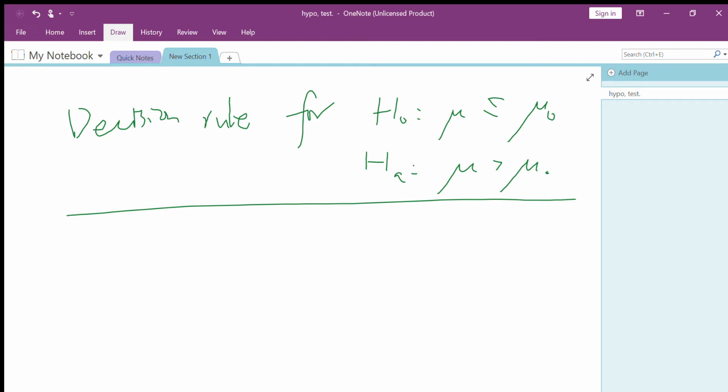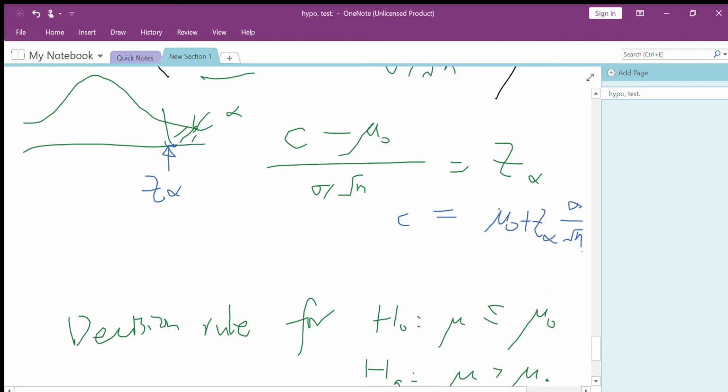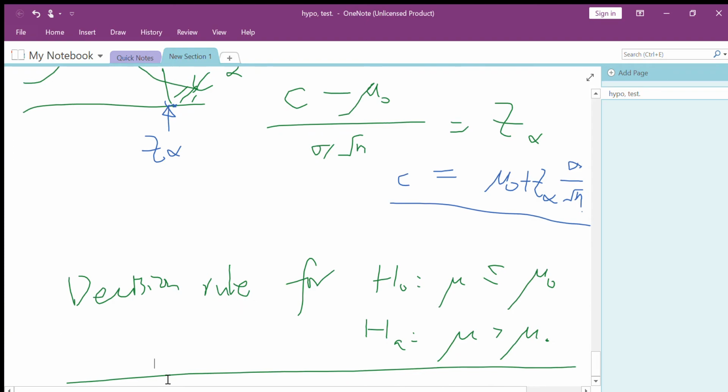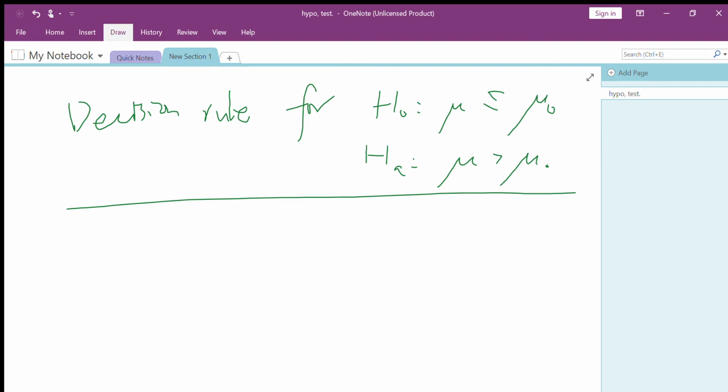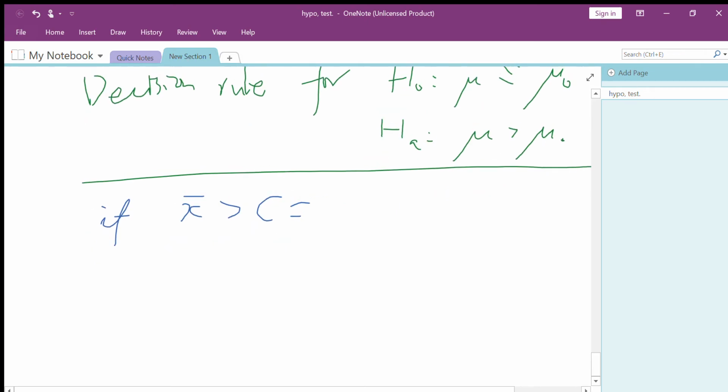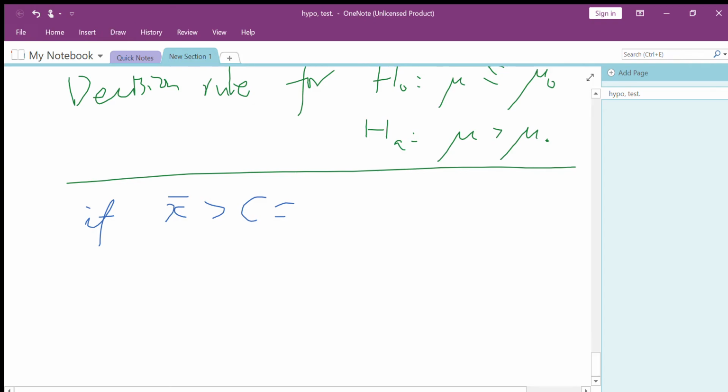Now we get C. C is what? C is like this. So we write the decision rule. If x bar is greater than C, equals mu 0 plus z alpha sigma divided by square root of n, reject H null.